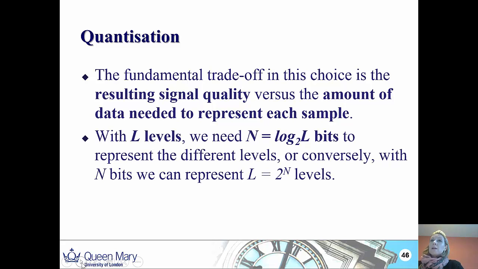As a rule of thumb, however, you can say that with L levels, so with whatever number of levels, we need log 2 L bits to represent the different levels. So for example, if we're using our 8 levels to convert our signal, we'll need 3 bits in order to represent these different levels. This is a calculation which you should be aware of, and you'll get some practice of actually applying that calculation in your tutorial on Wednesday night. But this is an important thing that you should be familiar with.